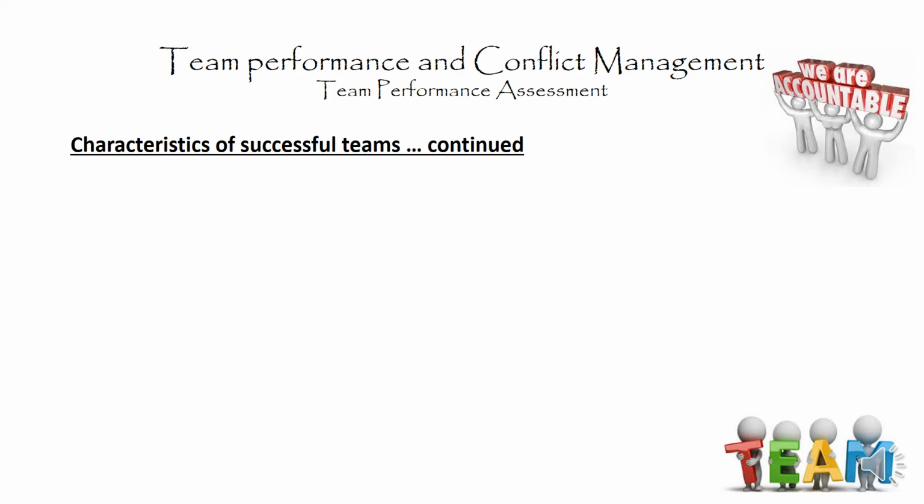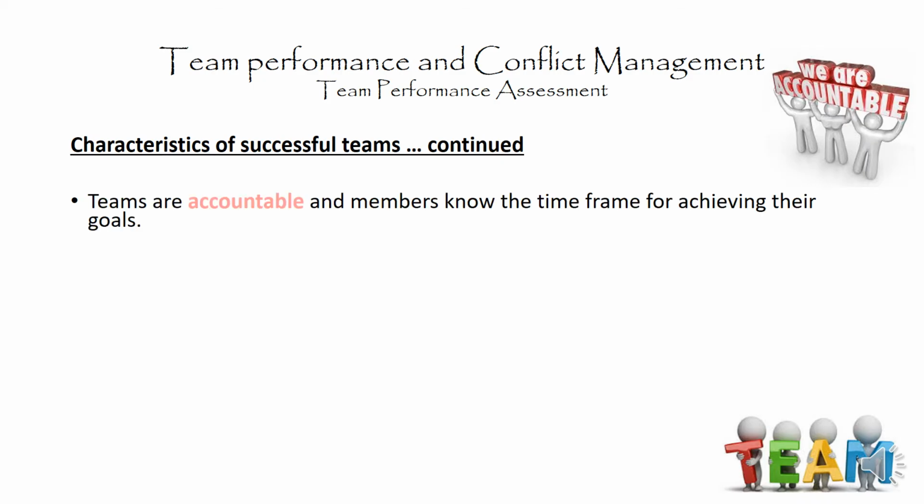In successful teams, members are also accountable. In other words, all the team members are willing to take responsibility for their actions, and all team members know exactly what the time frame is for achieving their goals. In other words, very specific deadlines have been set, and team members take responsibility for reaching their objectives and for sticking to those deadlines and time frames.